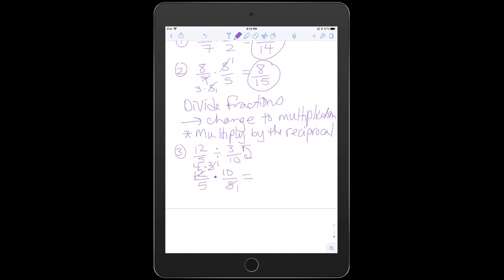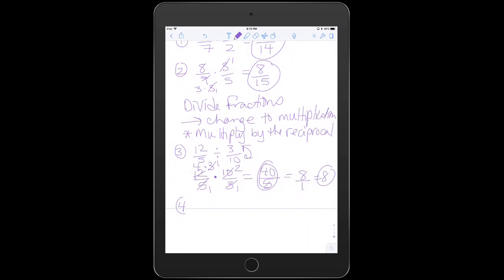You multiply straight across the top. 4 times 10 is 40. And 5 times 1 is 5. And I just realized that I also had a common factor of 5 that I didn't cross out. So now I can reduce this here. 40 divided by 5 just gives me 8 over 1, which is 8. So back here, I could have canceled out the common factor of 5 here. 5 was really into 10, and that would have become 2. So I could have done it that way.